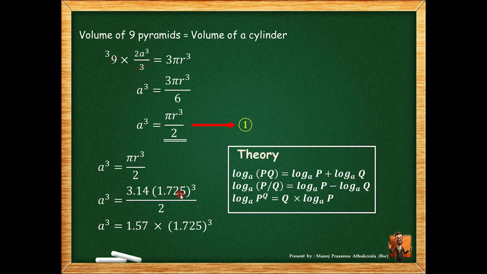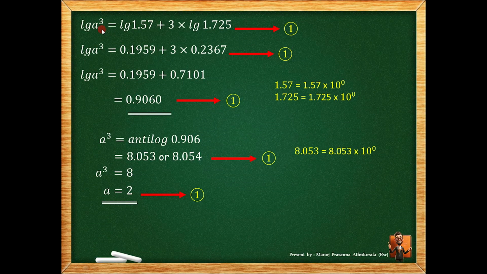So, here what you have to do first is you have to substitute 3.14 for pi and R is nothing but 1.725, but it is R cubed here. So, it is 1.725 cubed. So, if you divide 3.14 by 2, you can have 1.57 times 1.725 cubed. Right. Okay.